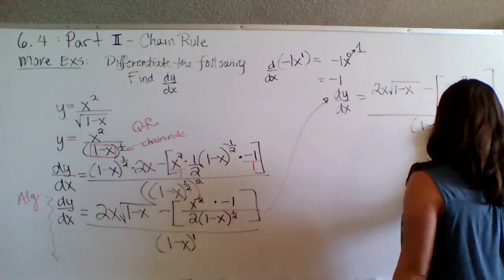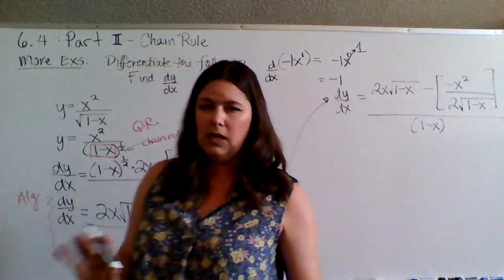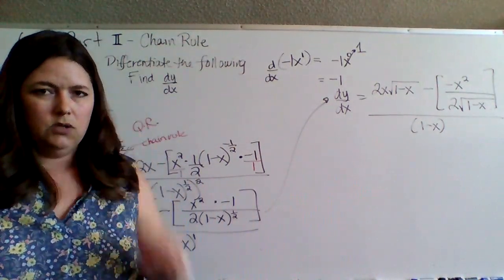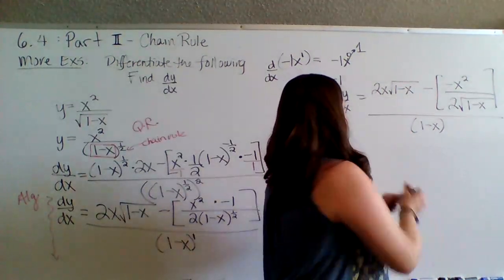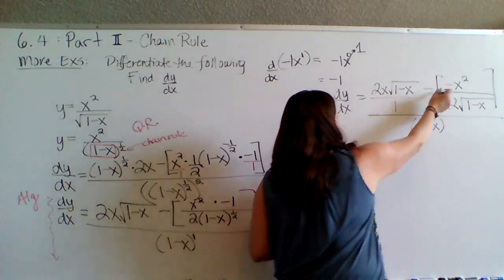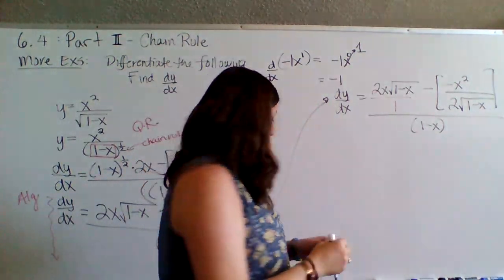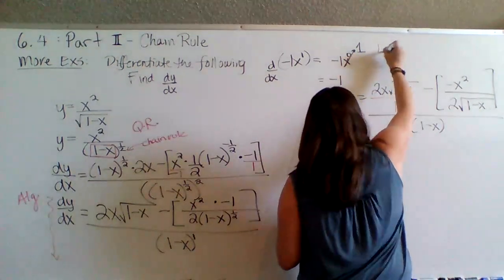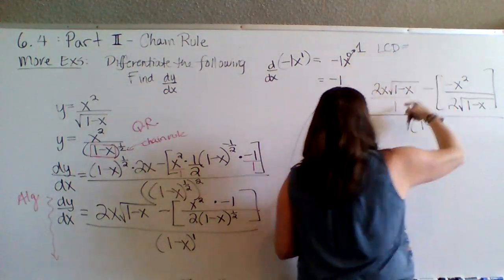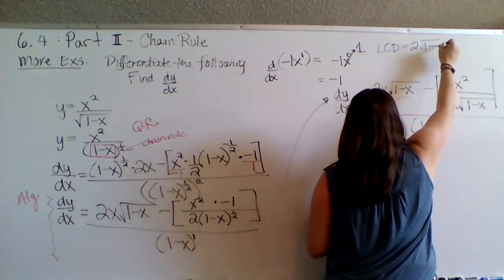All over the quantity 1 minus x, which I don't technically need parentheses around. I'm just kind of keeping them there to help you realize it's 2 terms down in the denominator. Well, don't I have a fraction and a whole piece? And I'm trying to subtract. So don't I need a lowest common denominator? Don't I need an LCD? So my LCD, or my lowest common denominator, because this is just a 1, is going to be this guy's denominator. 2 times the square root of 1 minus x.